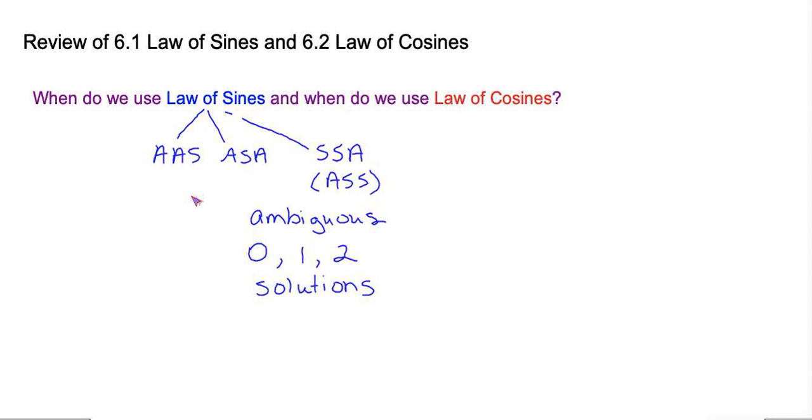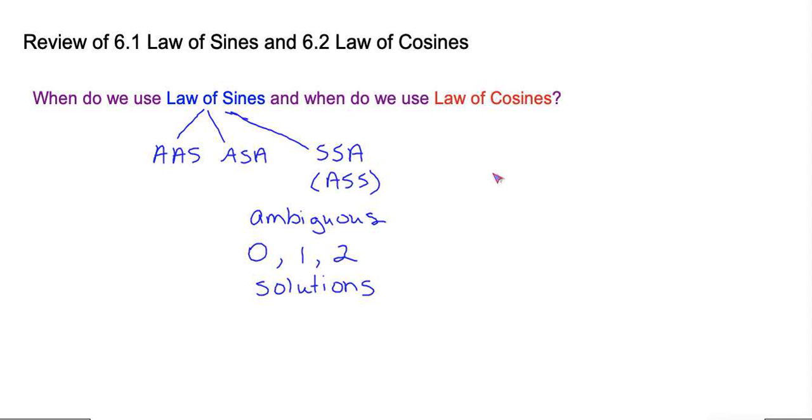Whereas in these other cases, it has the angle side and the angle side angle. There's just one possible solution for those. Now, when do we use law of cosines? Well, whenever law of sines doesn't work. That's when we're going to use law of cosines.